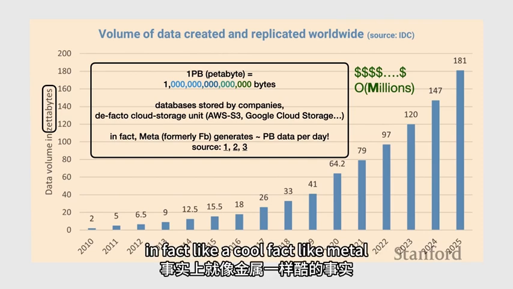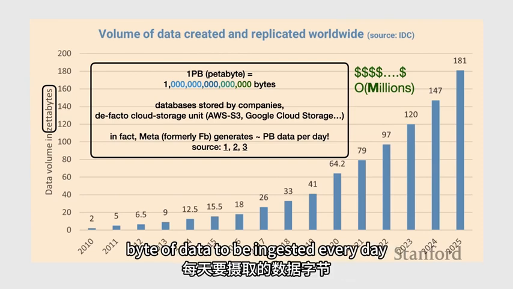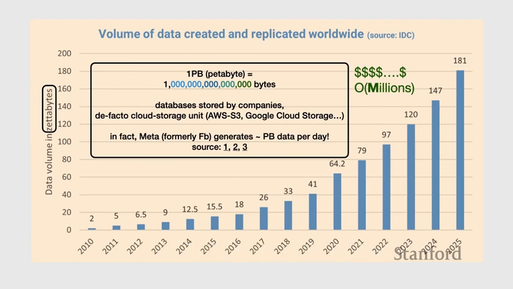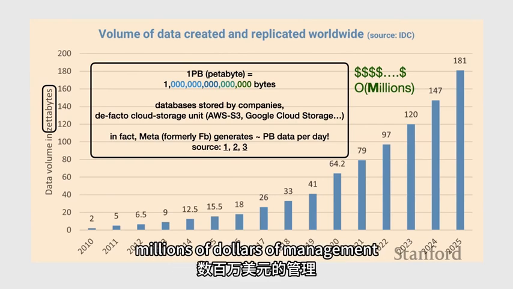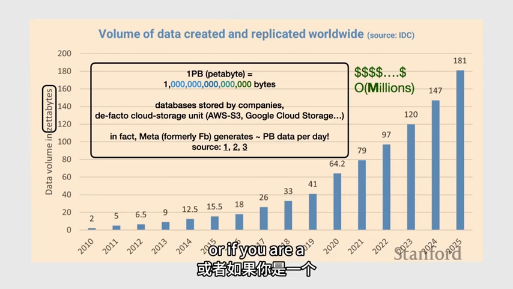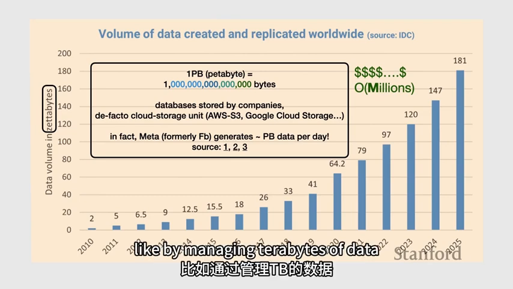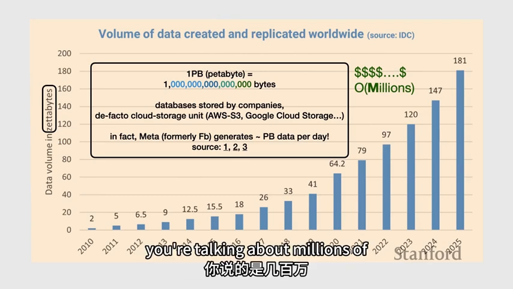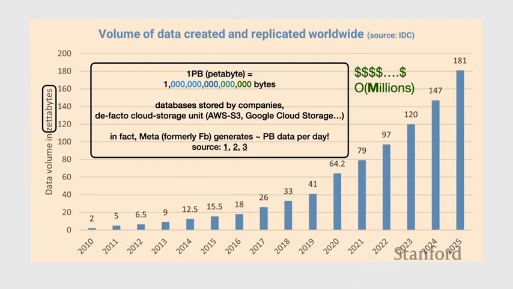In fact, a cool fact: Meta was roughly generating more than a petabyte of data to be ingested every day. Every day. And so at this scale, basically what you're talking about is millions of dollars of management. If you are a business person from a company managing this data, or a team at AWS S3 or GCS, by managing petabytes of data, you're talking about millions of dollars of data in management under your control.